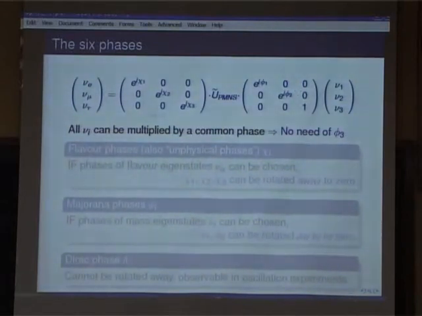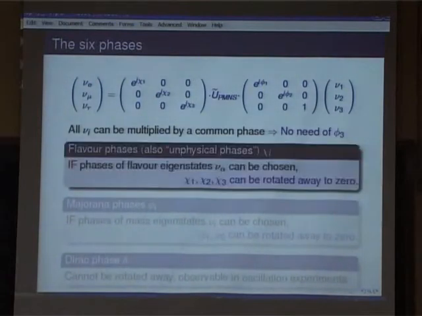Now let's look at these phases, the row phases. What do row phases do? Suppose I guarantee you that I can change the phases of mu e, mu mu and mu tau independently of each other. I can define the phase of mu whichever way I want, and mu tau whichever way I want. What does that mean? That means that I can absorb chi1, chi2 and chi3 into mu e, mu mu and mu tau.